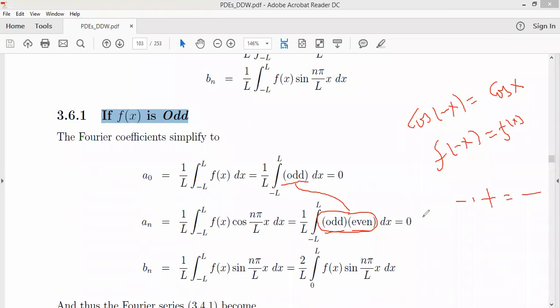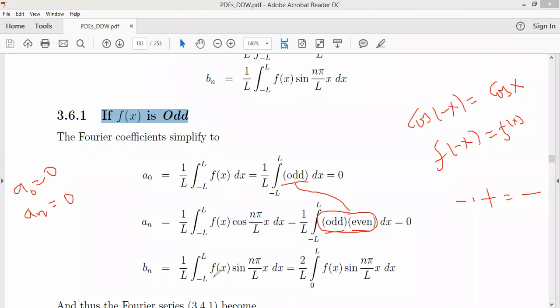Surely even the Kurama should understand this one. Okay, we do the last one. So far we have a naught. The first Fourier coefficient a naught is 0. The second Fourier coefficient, which is an, is also 0. We deal with the last. The last one is easy.